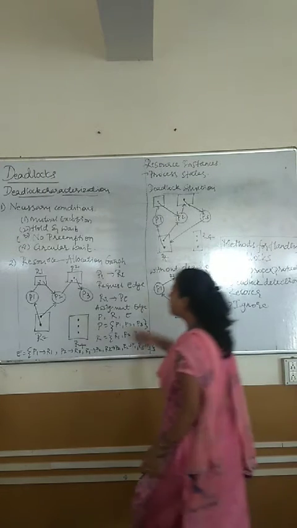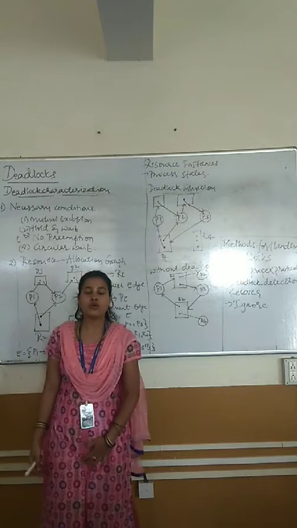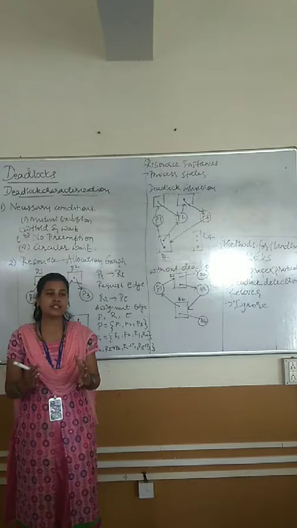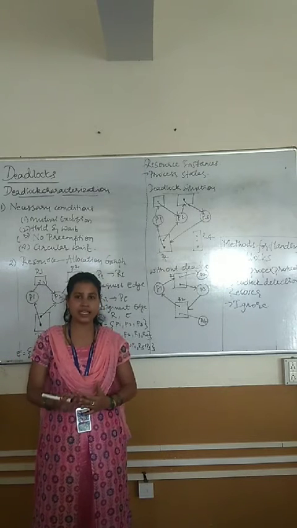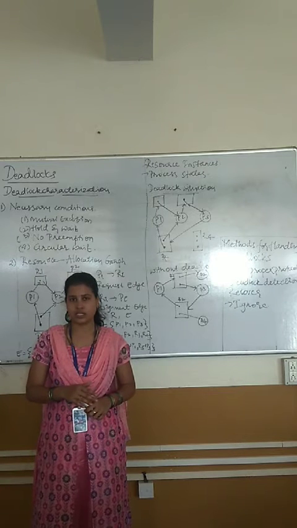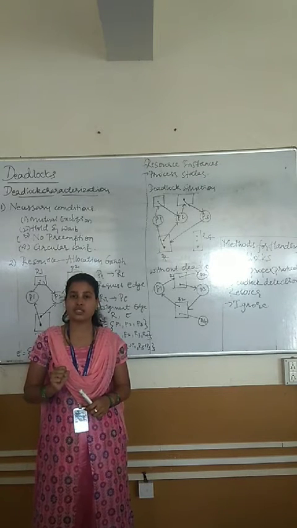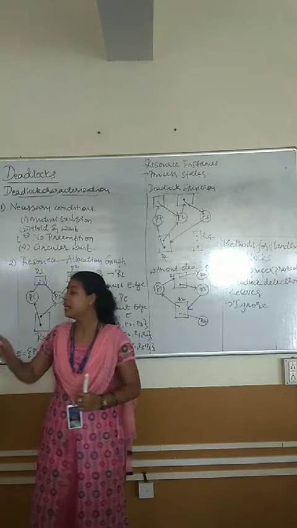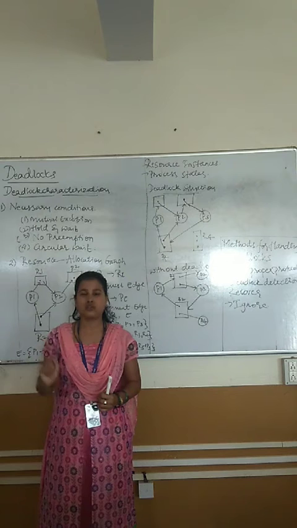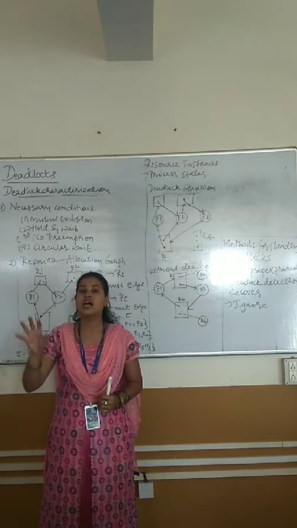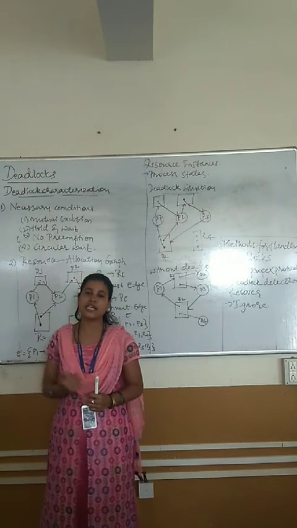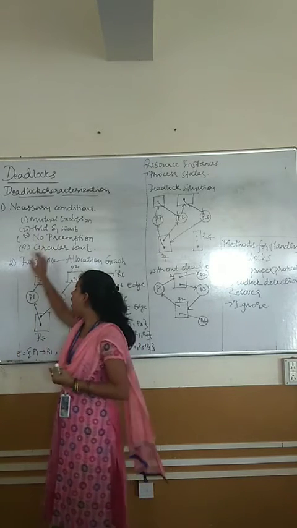The next one is hold and wait. One process is holding some resource. To execute completely, a process may require many resources. Out of these, it acquires one resource, meaning it is holding one resource, and it is waiting for all the other resources. These other resources are used by some other processes. That time also a deadlock is said to occur.